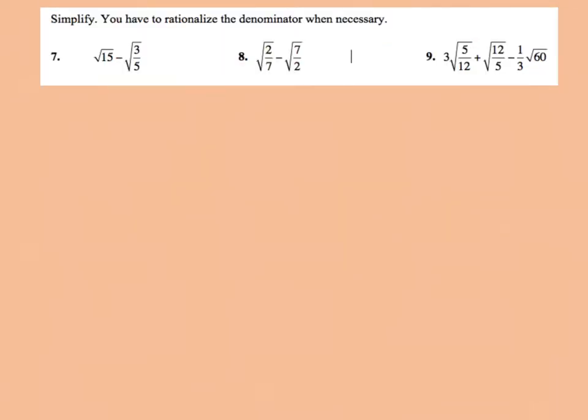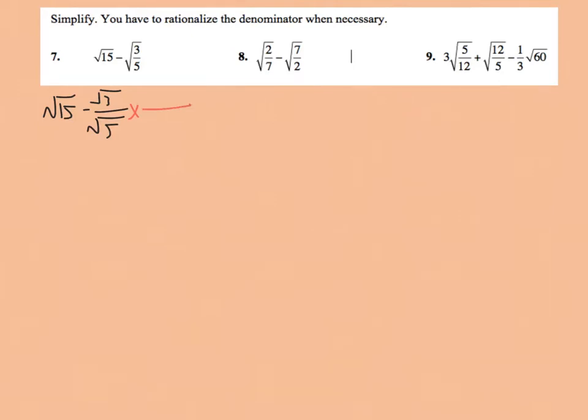For these next 3 examples, we have to simplify and rationalize the denominator when necessary. For example 7, we have square root 15 minus root 3 over 5. Here I can rewrite root 3 over 5 as root 3 over root 5. And now we will have to rationalize the denominator in order to combine these 2 fractions. So if you do not know how to rationalize the denominator, please watch my video on multiplying and dividing radicals to understand how we can rationalize the denominator.